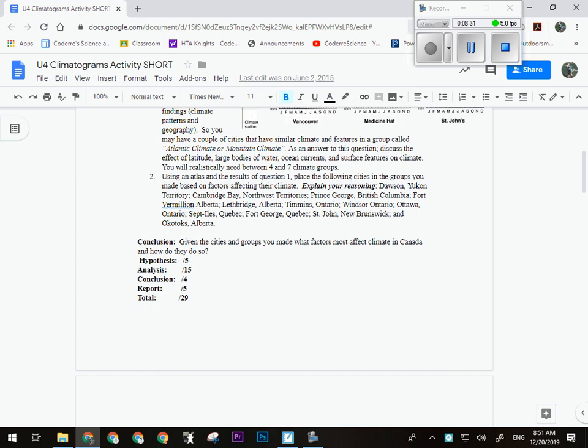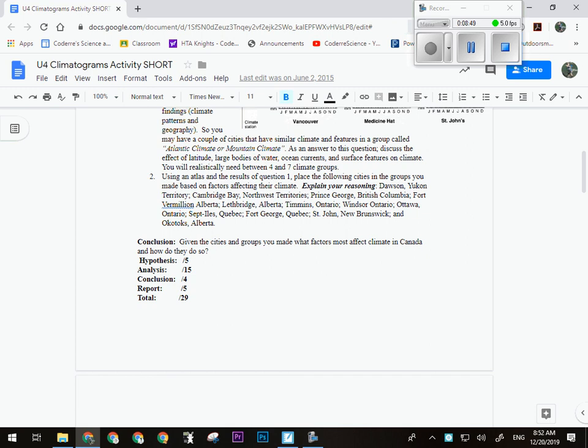What do you want us to group? Pardon me? How do you want us to group, a graph or something? Yeah, you can make a table if you want, or you can just say group 1 and list them off and then have a paragraph underneath. It doesn't really matter. Whatever seems most logical to you, I'll be able to figure out whatever you do.